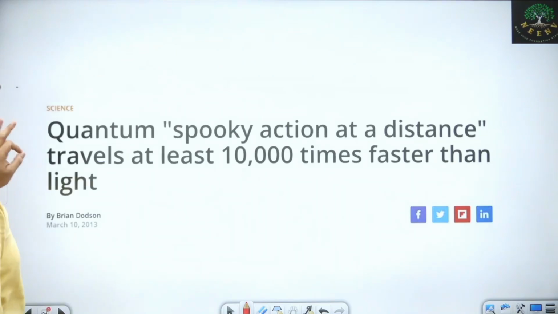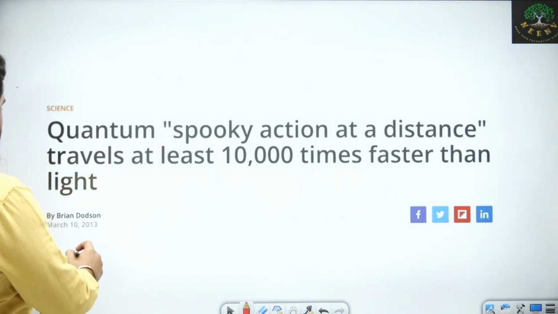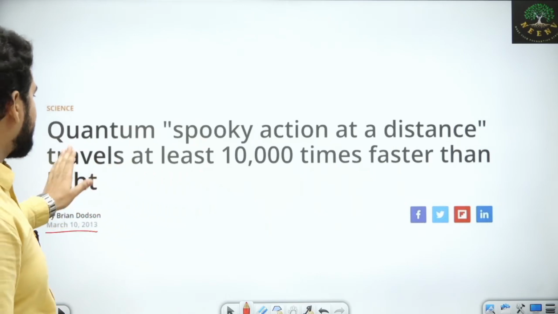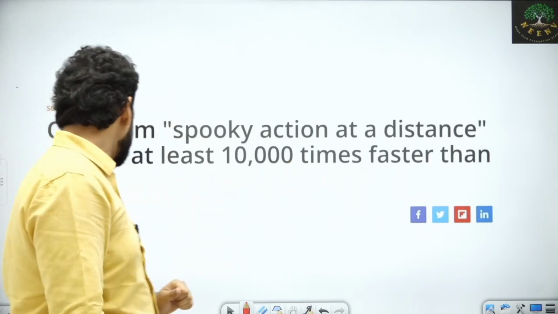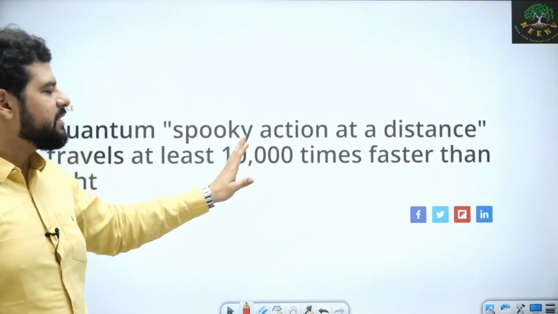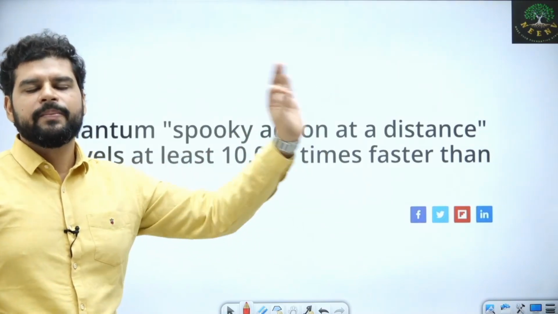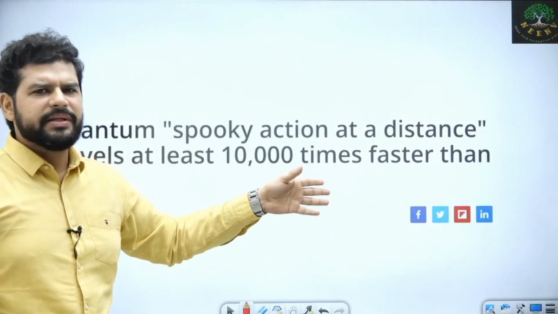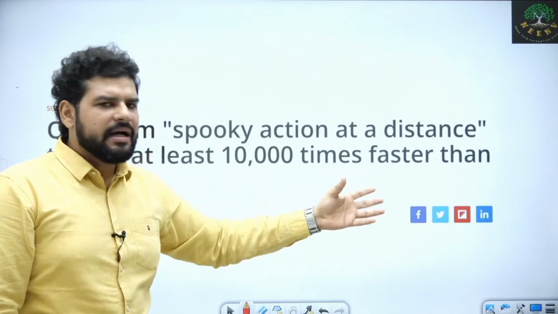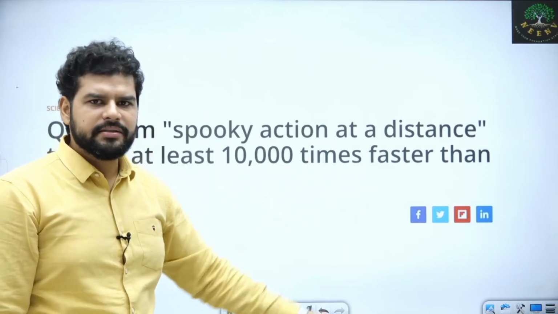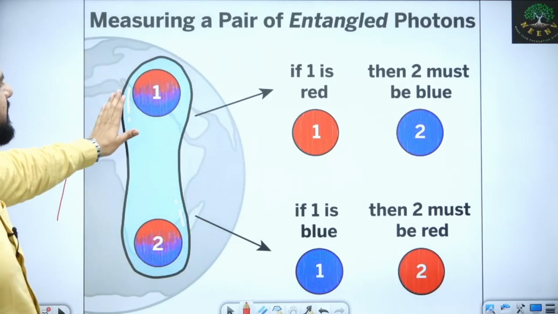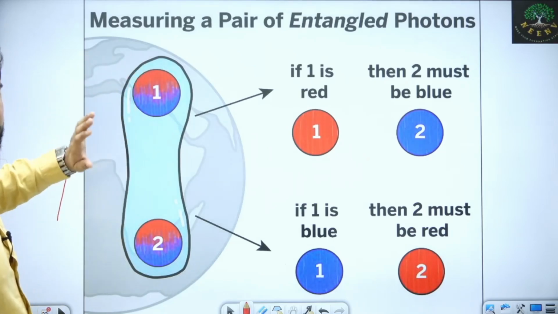Now, recently there has been news, sorry, it was in 2013. Quantum spooky action travels at least 10,000 times faster than light. So this was discovered in 2013, right? Why am I mentioning this? Because UPSC can just insert it somewhere in some exam, let's say civil services or CDS. They can just ask if it is faster than light. So yeah, it is. Entanglement is faster. I'll tell you where the faster than light part comes.